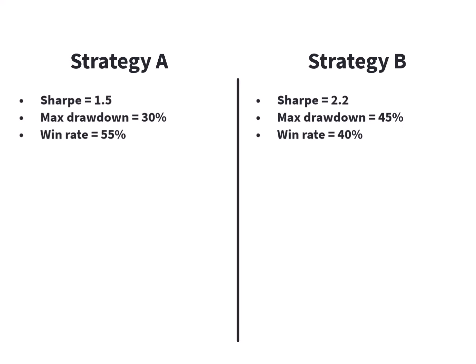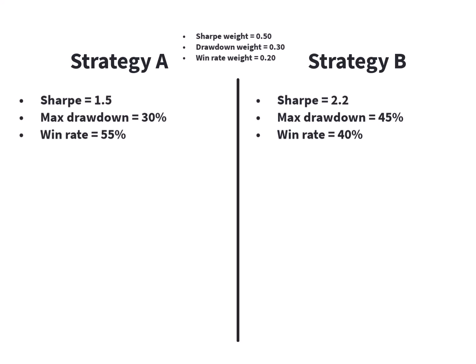And strategy B has a Sharpe of 2.2, a max drawdown of 45% and a win rate of 40%. And let's pick some simple weights. Sharpe has a weight of 0.5, drawdown has a weight of 0.3 and the win rate 0.2. And if you add these up, they count to 1. So in this case 100%.